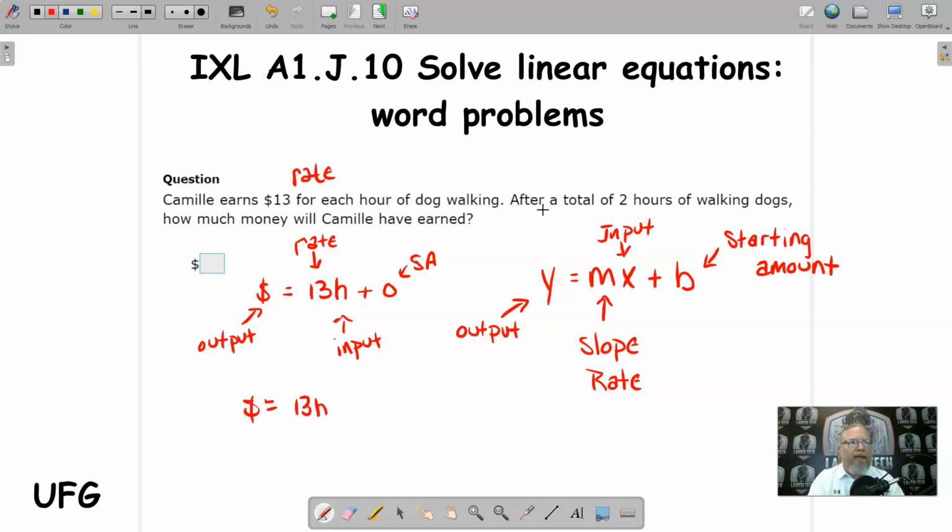And what do they give us? They say after a total of 2 hours. So this is going to be our input. So we're going to substitute in the value of 2 for hours, because that's our input. And in the end, we'll see that the amount of money she has is 13 times 2, which is 26. Therefore, she would have $26 after 2 hours of walking dogs. So each of these problems, we're going to approach with the concept of what is the rate, what is our starting amount, what's going to be the input, and what's going to be the output.